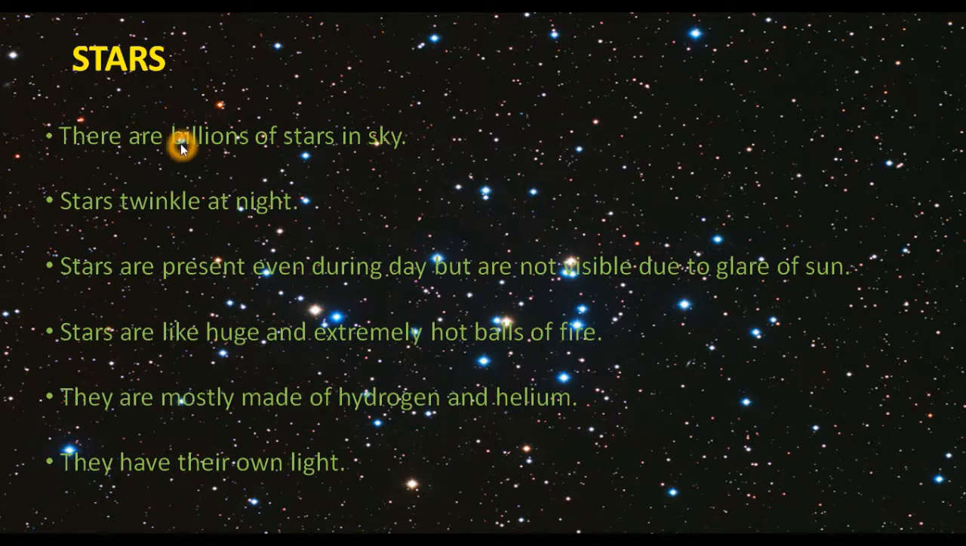There are billions of stars in the sky. In fact, on a clear, moonless night, we can see about 3,000 stars with the naked eye. Even many more stars can be seen with the help of a telescope. Now, an important characteristic of stars is that stars twinkle at night. Actually, stars appear to twinkle in the sky. That is, their light increases and decreases continuously.